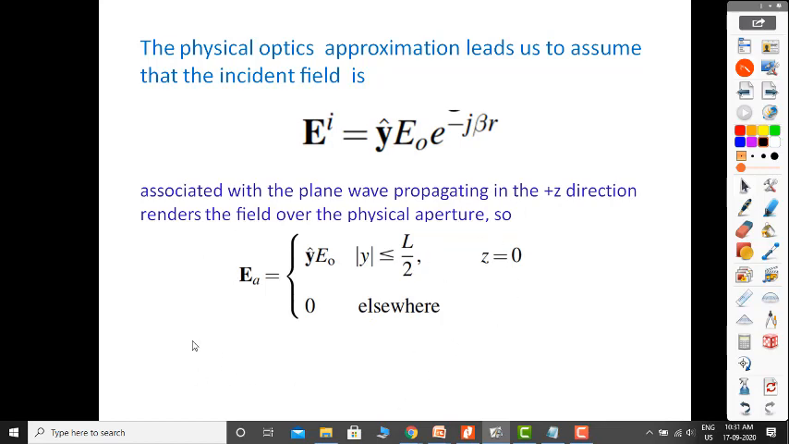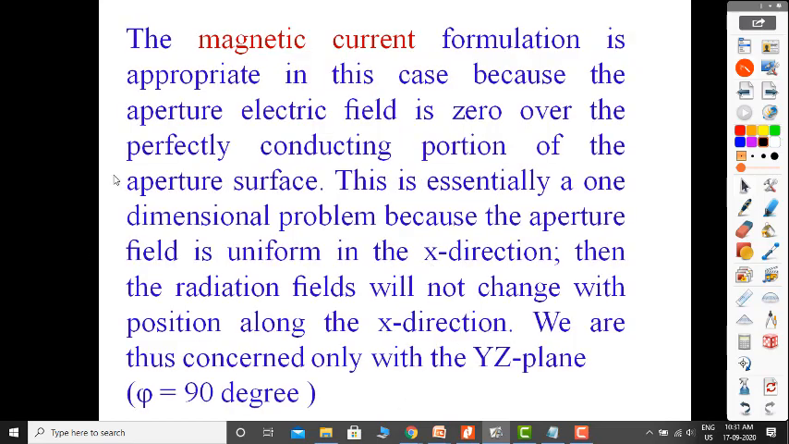So this is the problem formulation. The magnetic current formulation is appropriate in this case, because the aperture electric field is 0 over the perfectly conducting portion of the aperture surface. This is essentially a one-dimensional problem, because the aperture field is uniform in the x direction. Then the radiation fields will not change with position along the x direction. We are thus concerned only with the xy plane, phi equals 90 degrees.